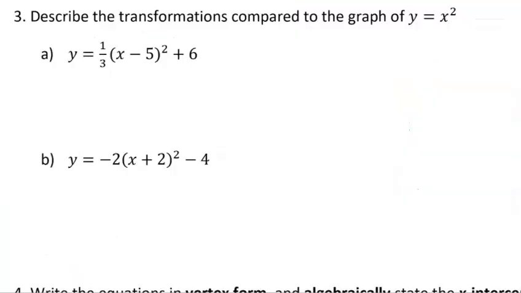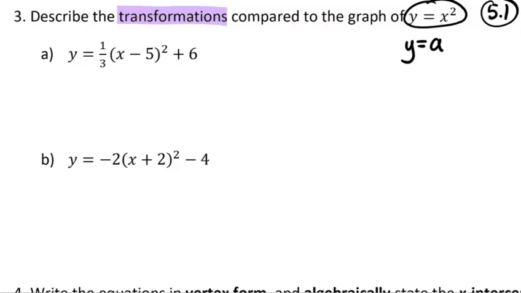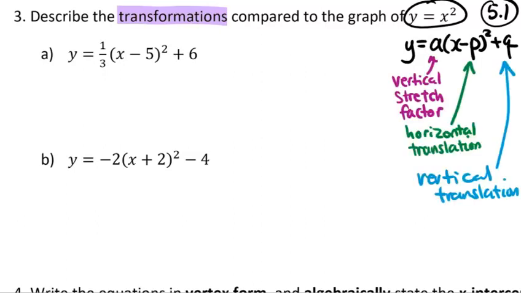Question 3 asks you to describe the actual transformations compared to the graph of y is equal to x squared. This is the parent function we're going to use, and you can review questions like this if you go back to lesson 5.1. Again, I'm going to write down the form y is equal to a times x minus p squared plus q. And you want to remember that the graph of y is equal to x squared simply looks like this, with our vertex at 0, 0.